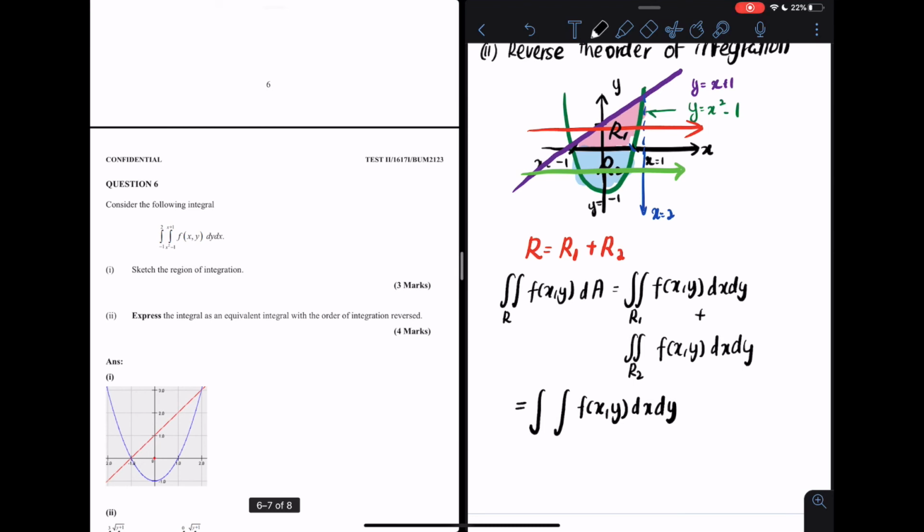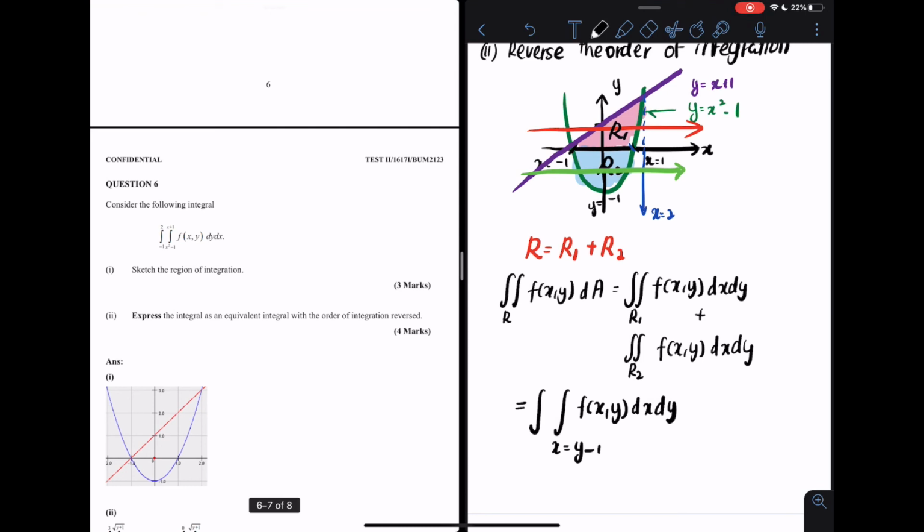Based on this red arrow, it will touch the straight line first, and the straight line is represented by the equation y is equal to x plus 1. You have to remember, the first integral is integration with respect to variable x. Therefore, the limits belong to variable x, and x should be the subject of your equation, which is very easy and straightforward. x is equal to y minus 1 should be the lower limit with respect to variable x in the first region R1.